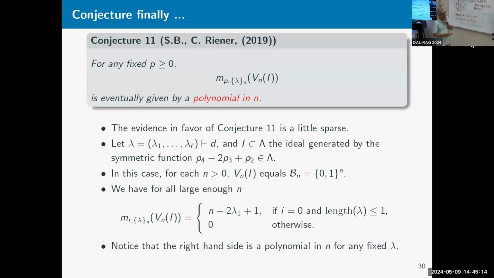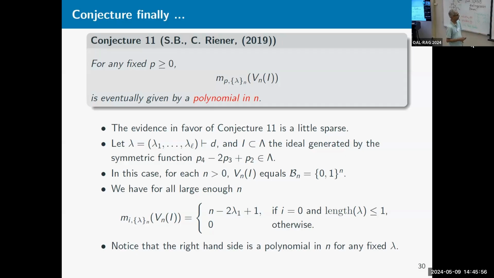And so this is what we conjectured with very sparse evidence: in that previous setting, if you have this notion of an ideal in infinitely many symmetric variables, look at this V_n, we can fix a partition and look at the multiplicity of the pth homology, and analogous to the configuration space case, we conjectured that this is eventually given by a polynomial in n. The evidence is very sparse. In fact, the only evidence at that point was this Boolean hypercube example.